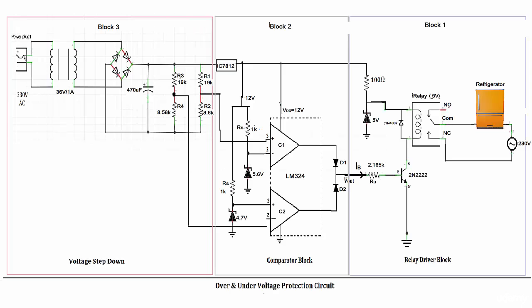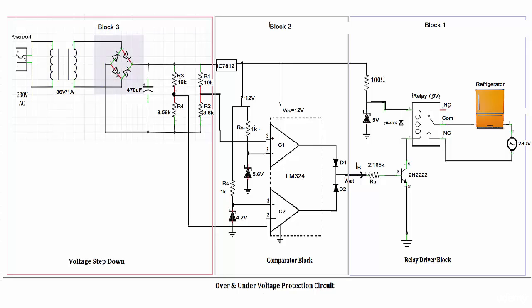So here we go. This is the final circuit of over and under voltage protection. This is to be connected to my refrigerator like this. Now let's understand how this is operating. This is the AC main supply, which is 230 volt and 50 Hz according to Asian standard. Now I have connected a step down transformer which is converting 230 volt to 36 volt AC.